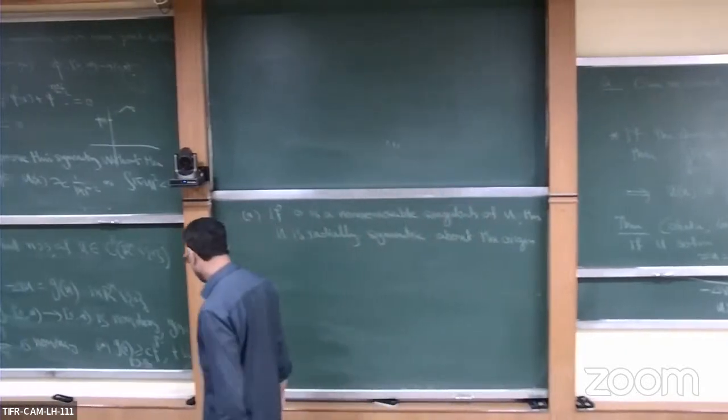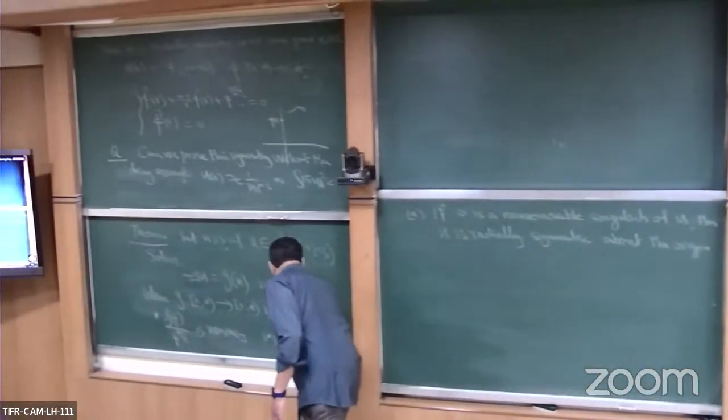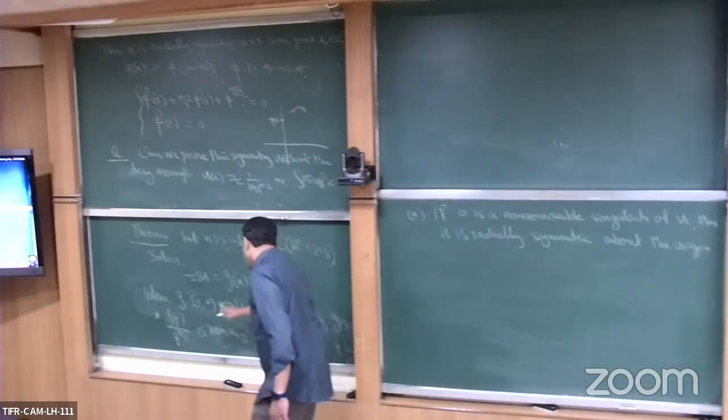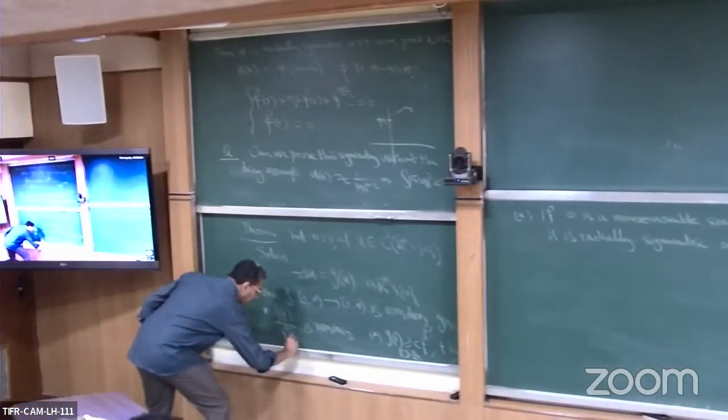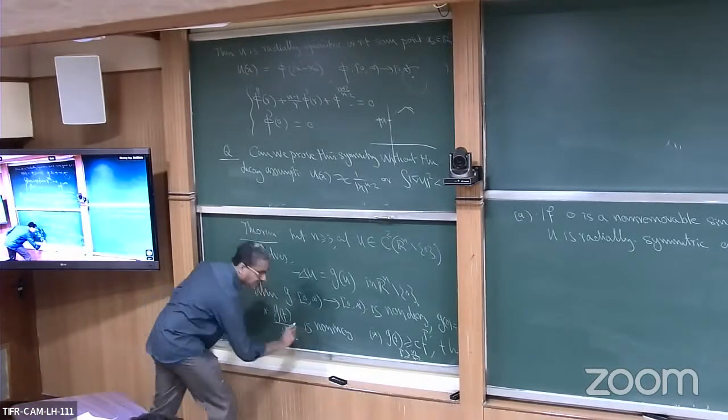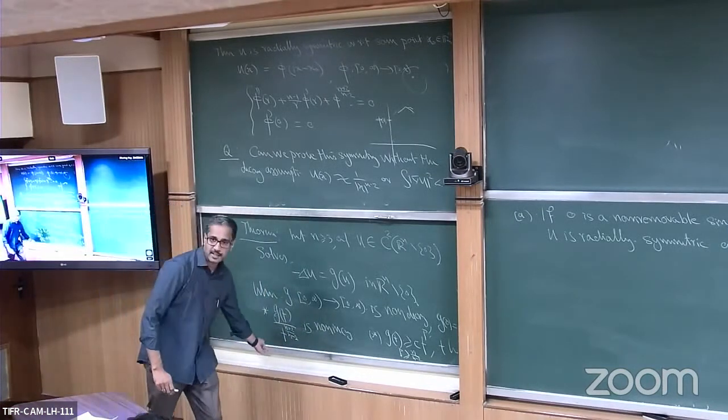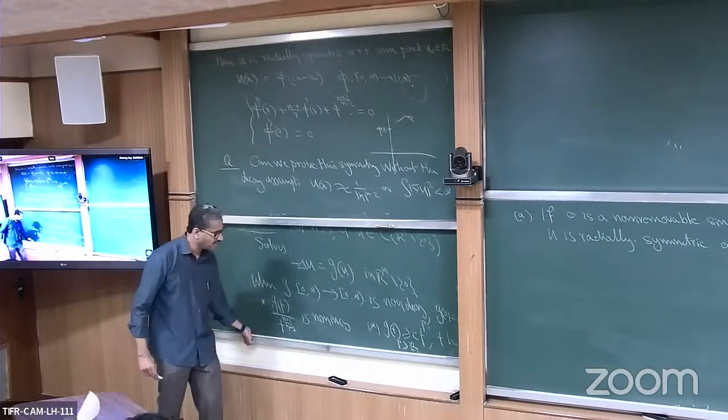By 2, yes. Which one? N by n minus 2. G of t by t to the power N plus 2 by n minus 2. Sorry. N plus 2 n by n minus. Can you see it? Now?